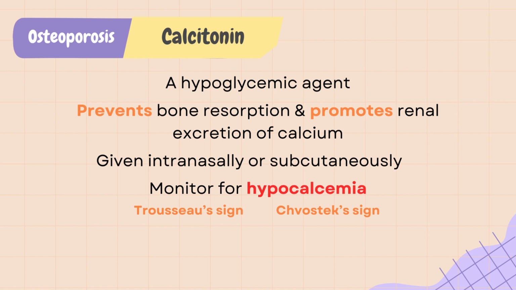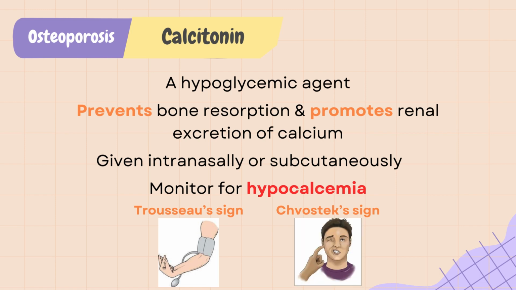Trousseau's sign refers to the involuntary flexion of wrist and thumb and extension of fingers when a blood pressure cuff is inflated on the arm. Chvostek's sign refers to a twitch of the facial muscles that occurs when gently tapping a patient's cheek. They both occur because of hyperexcitability of the nerves due to low calcium level.